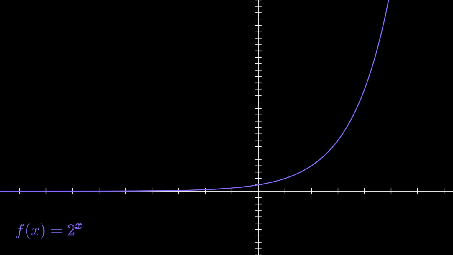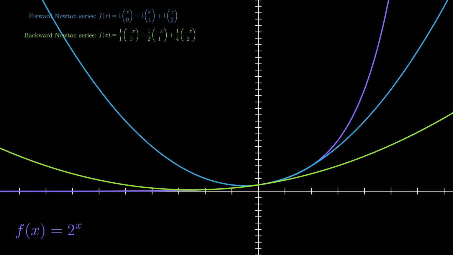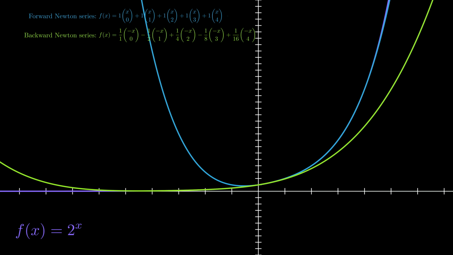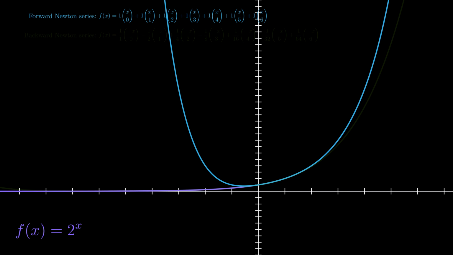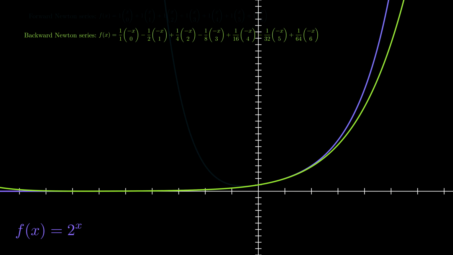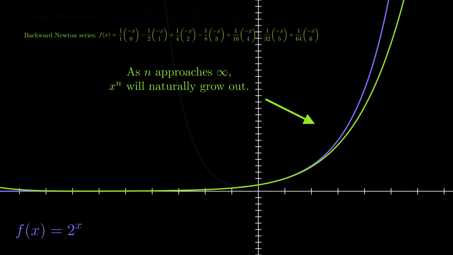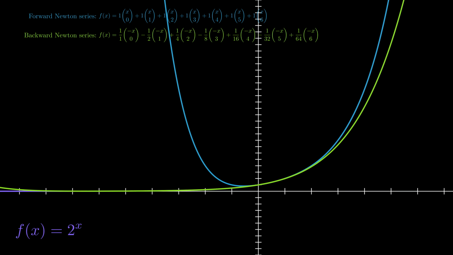Let's now plot the different series of 2 to the x to compare. This is why the 2 to the x approximation is so poor with the forward series. The function grows very aggressively, making it impossible for the negative domain to stay close to 0. On the other hand, if you use the backward Newton series to get the negative side close to 0 first, then the positive side will naturally grow out, and the process converges to the function everywhere.